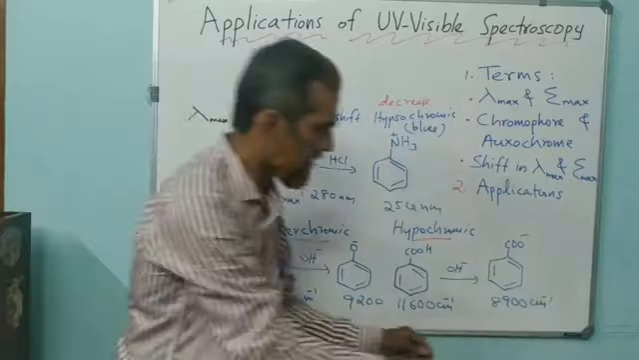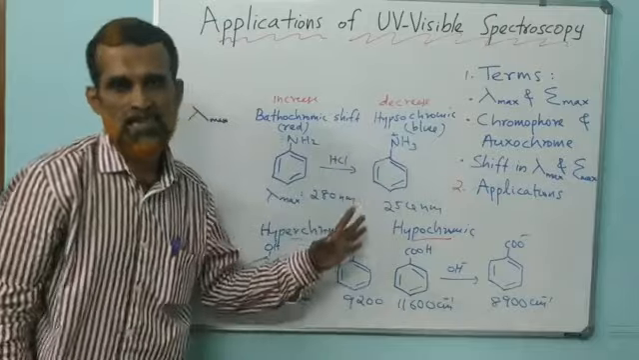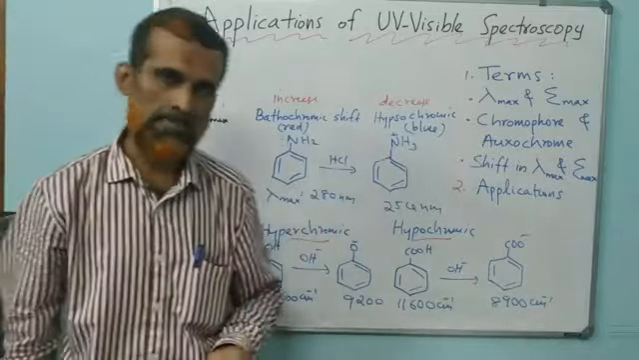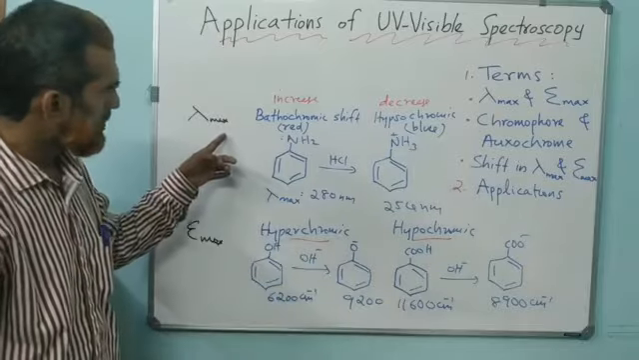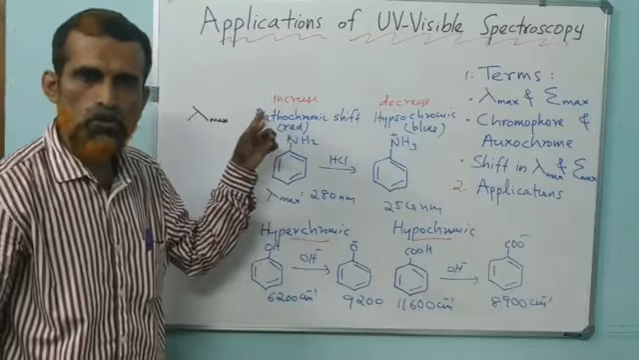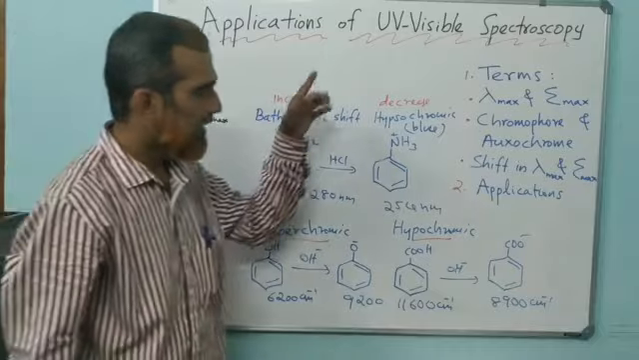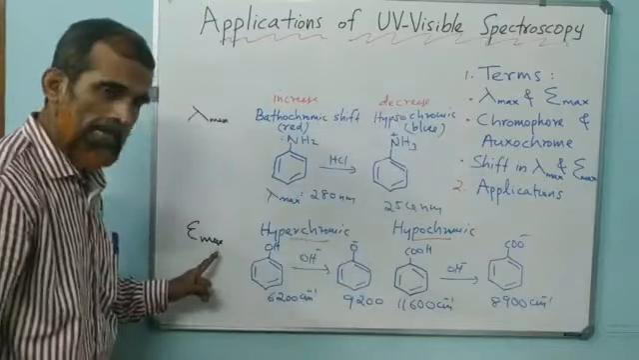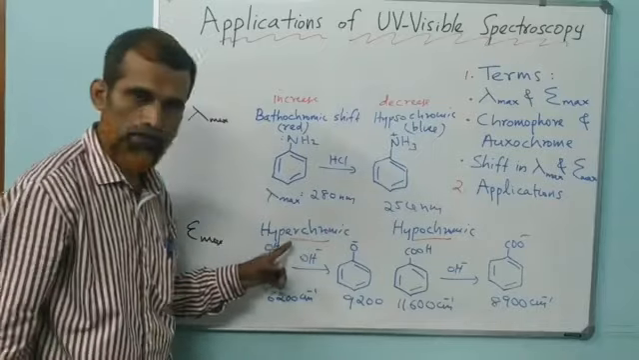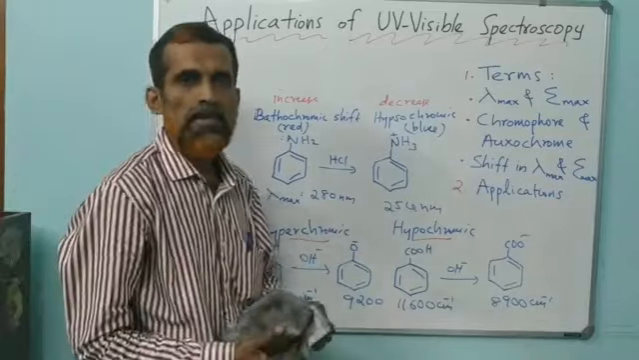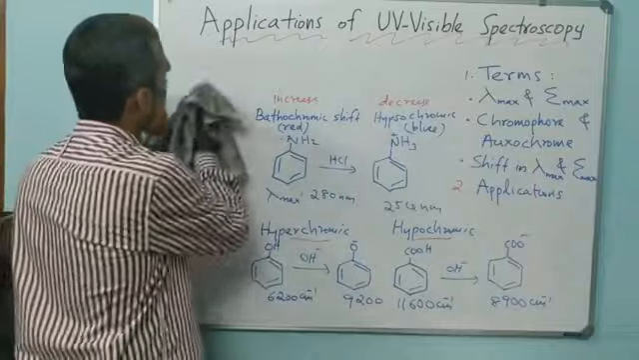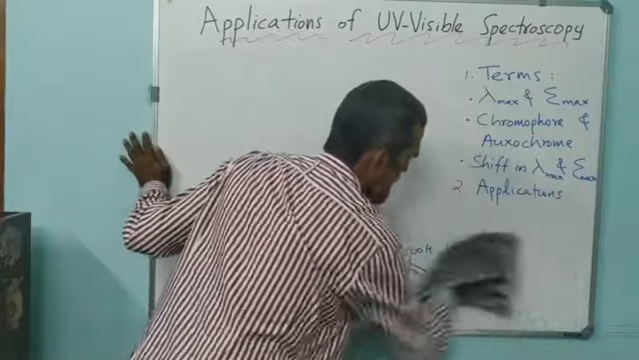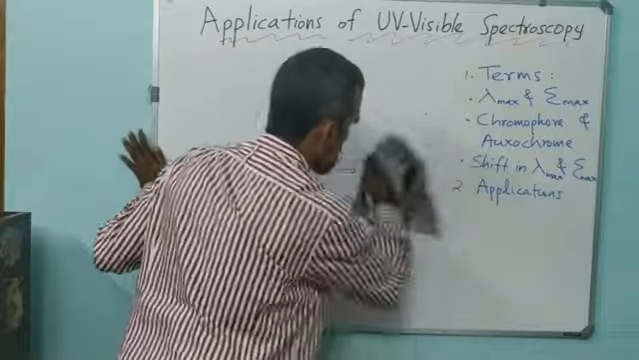So we have used 4 operational terms to indicate the change in lambda max due to various reasons. So increase in lambda max is called bathochromic or red shift. Decrease in lambda max is known as hypsochromic or blue shift. Increase in Emax is called hyperchromic shift, and decrease in Emax is called hypochromic shift. Right? Now finally we go to the applications of UV visible spectroscopy.